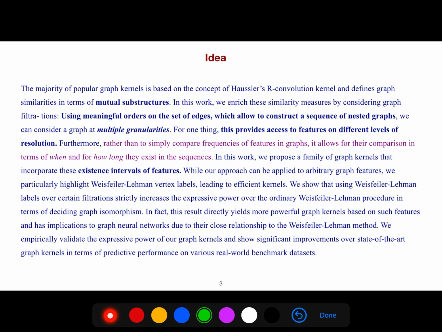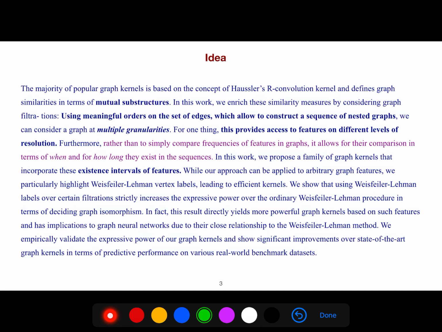For one thing, this provides access to features at different levels of resolution. Furthermore, rather than to simply compare frequencies of features in graphs, it allows for their comparison in terms of when and for how long they exist in the sequences. So we propose a family of graph kernels that incorporate these existence intervals of features.